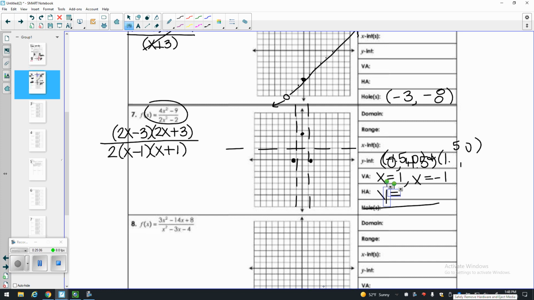How many pieces of graph am I going to have? 3, right? You can't go like here, here, here, here. Take your vertical asymptotes and add one. That's how many pieces of graph you have. Because if I have a piece up here and I have a piece down here, it's not a function anymore, because it wouldn't pass the vertical line test.